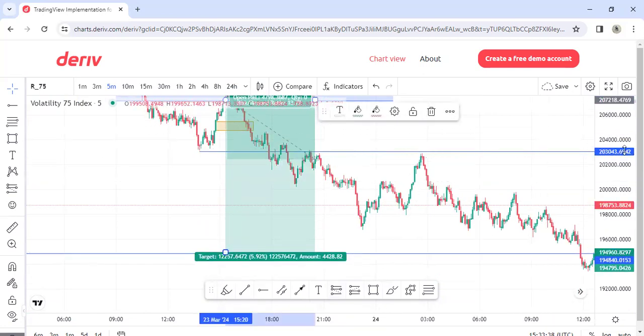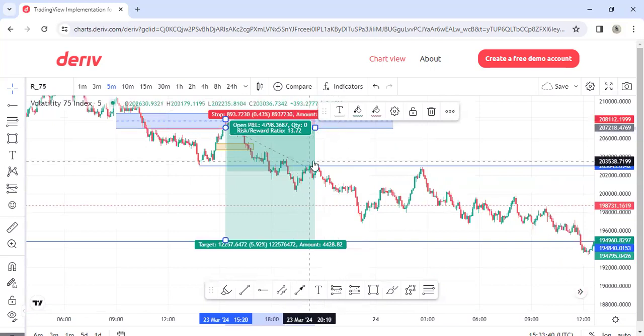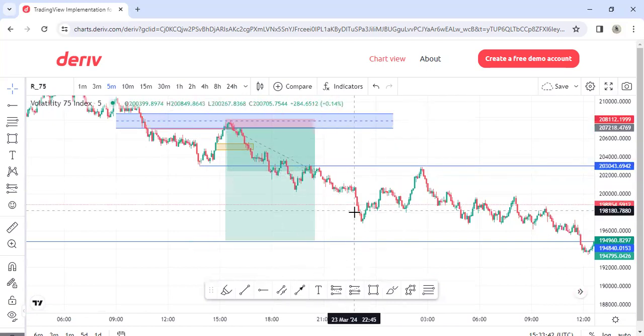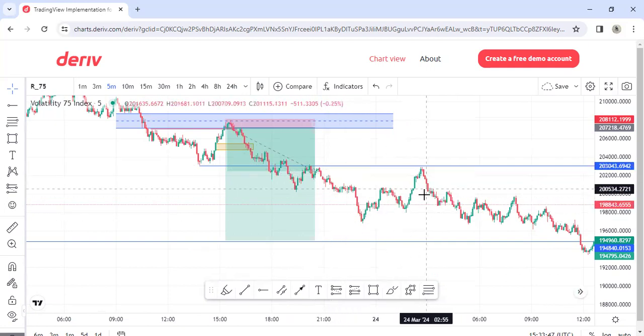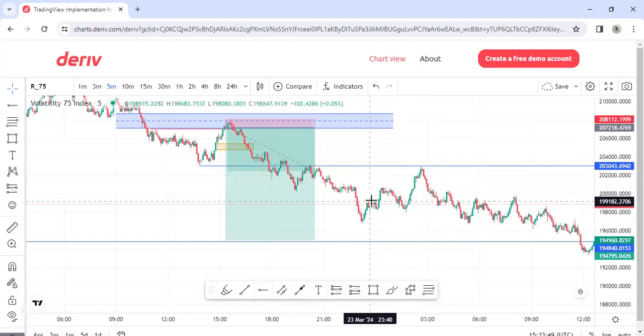Let's see. It would have been 1:13. So I don't really like to swing trade because of this. You can see how the market has been, the market doesn't really go straight. You can see it has been going up, going down, up, down. So I didn't want to have to endure this.